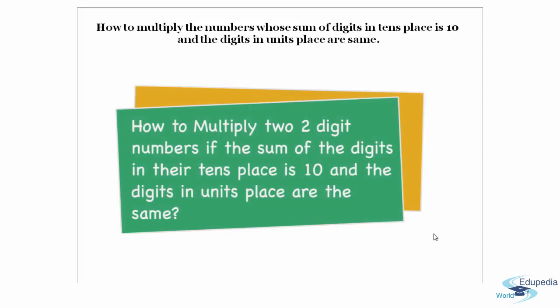This is Varun Ganga. In our last session, we have already discussed some examples regarding the technique of how to do multiplication of two-digit numbers which have the sum of digits in the tens place as 10 and the digits in the units place the same. Now, in this session, we are going to have a look at another example with regard to the same technique. Let us see what the example is going to be. The example that I'm going to take in this session is 59 into 59.